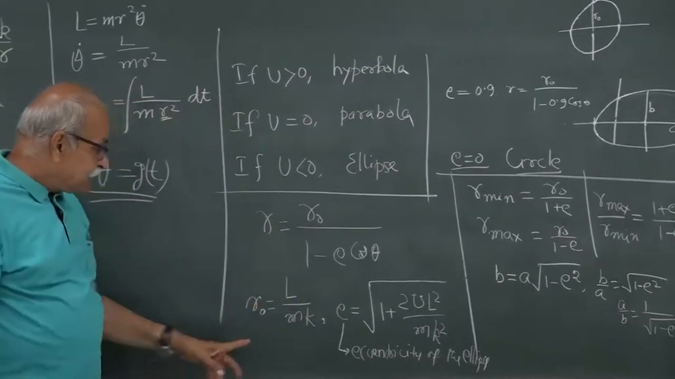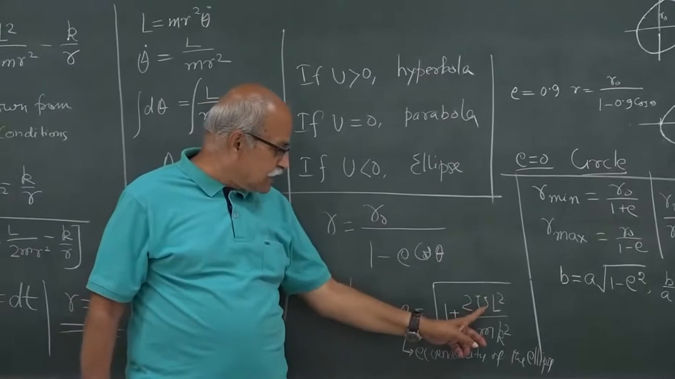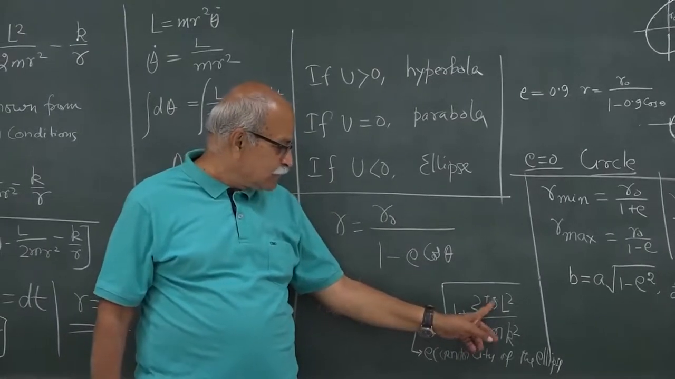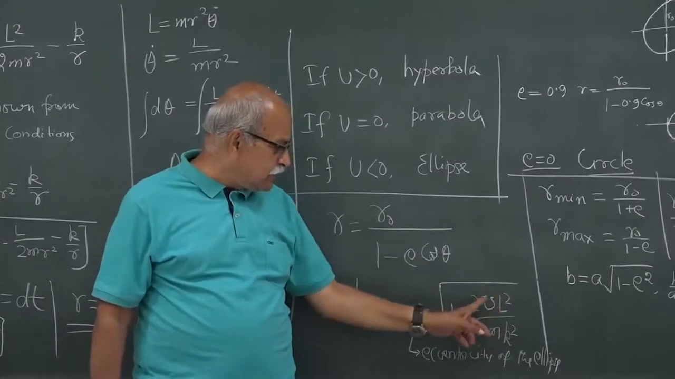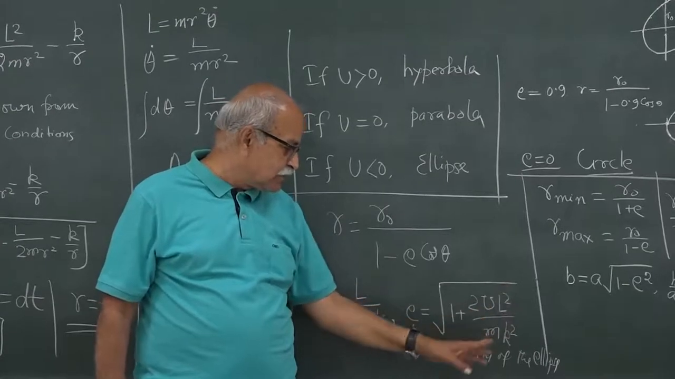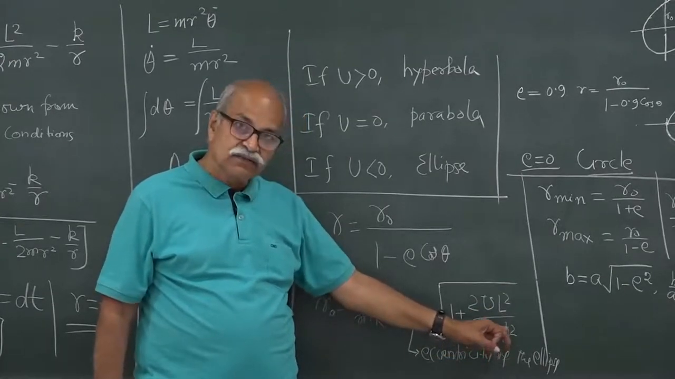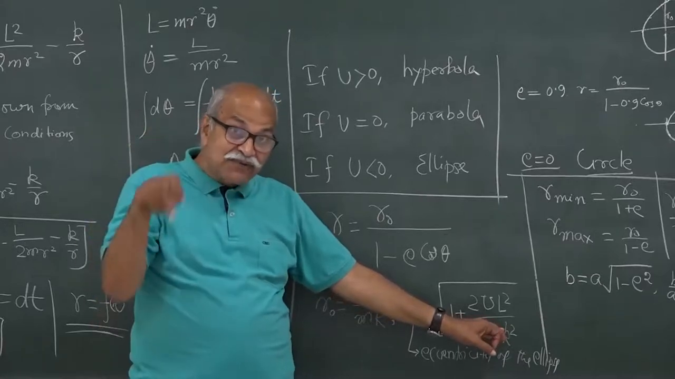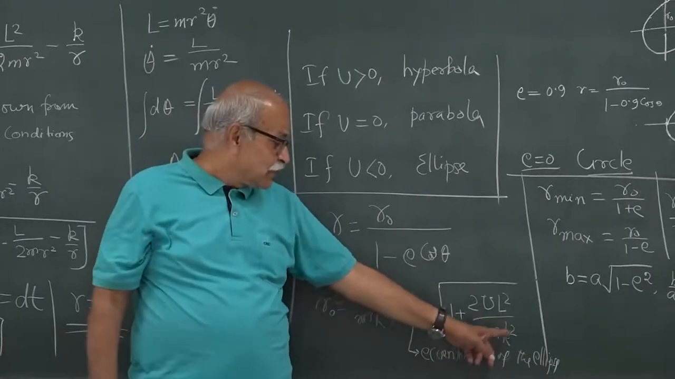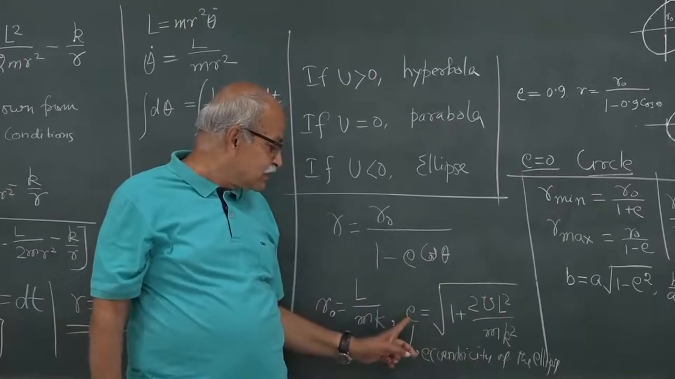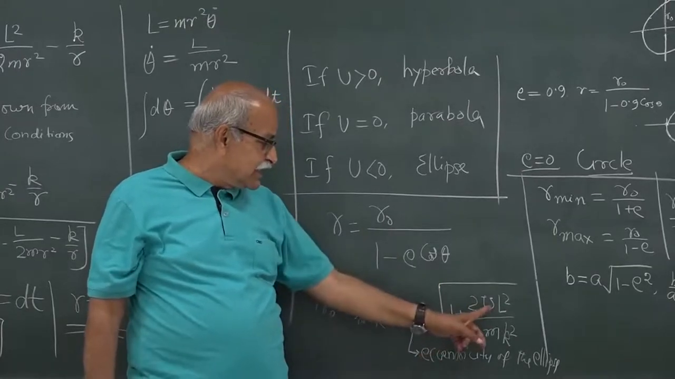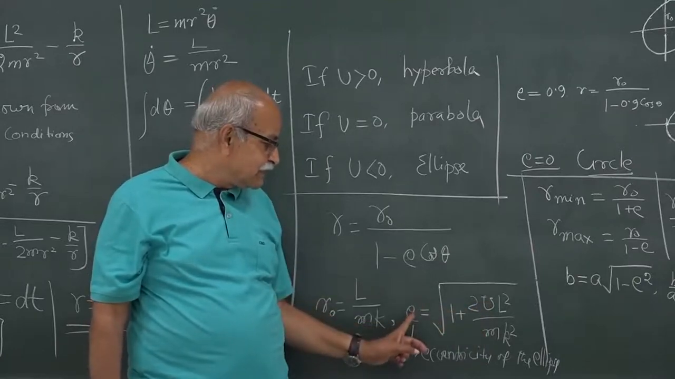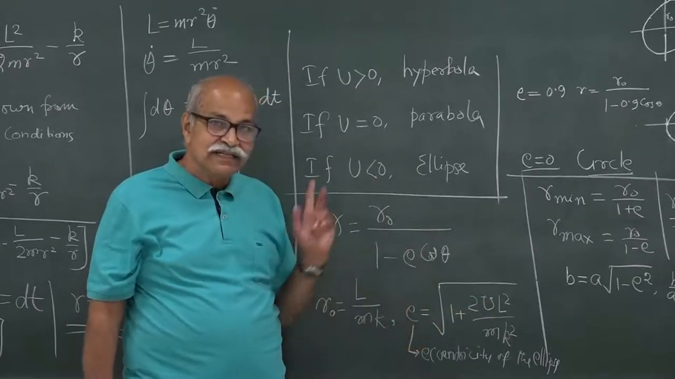So, this eccentricity decides the shape of the ellipse. And physically, the eccentricity depends on these quantities: total energy, the angular momentum, which are constants, and then of course the mass of the particle and the force. This constant k is coming from the force, remember, force is k by r square, that k. So, these things will finally decide the energy. And remember, this u is negative, so this E is less than 1, and therefore, it is an ellipse.